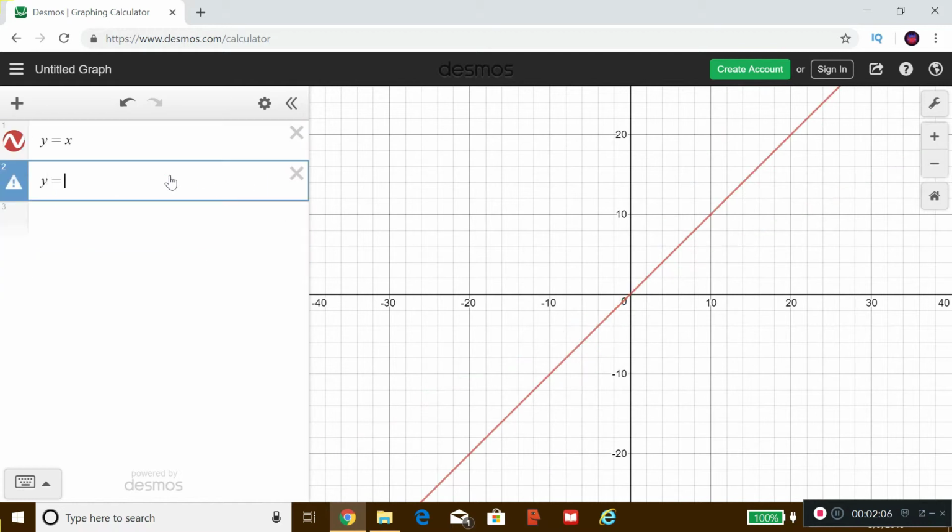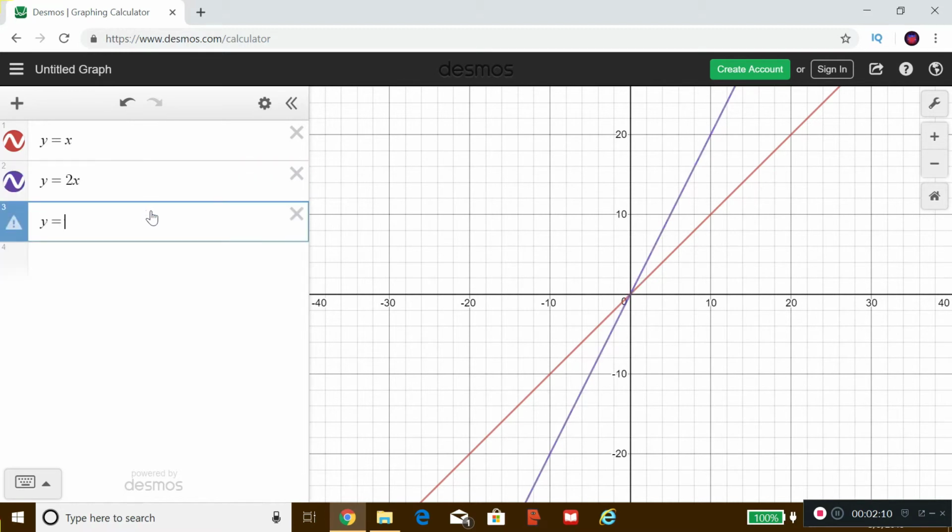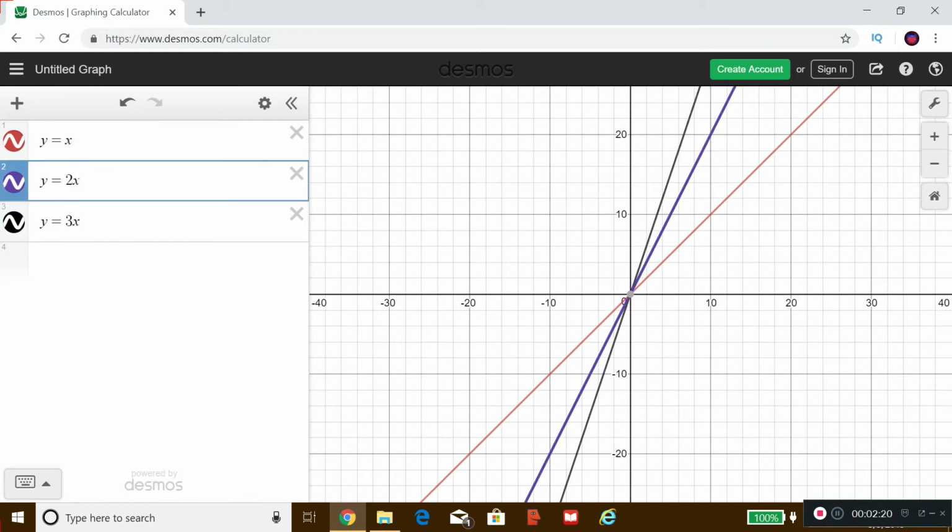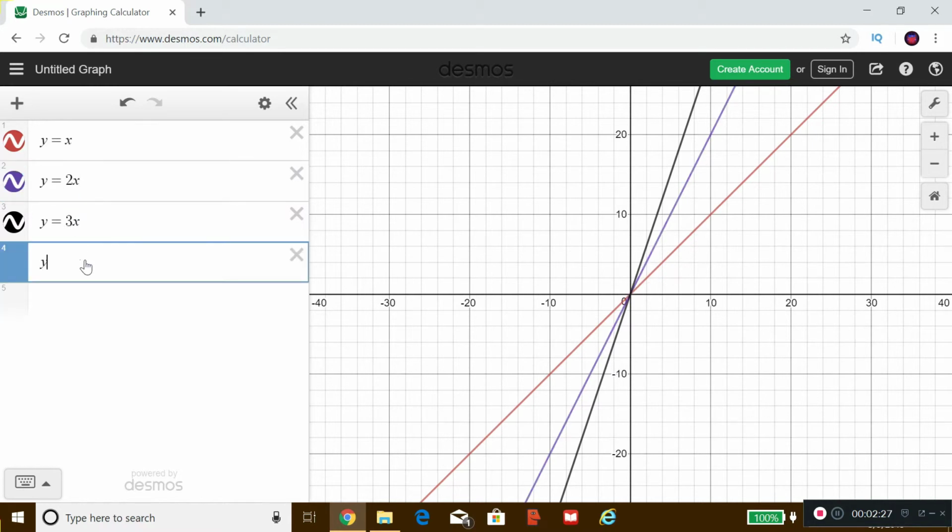Let's graph y equals 2x, and then let's graph y equals 3x. So you can see the black line is steeper than the purple line, right? And you can also see that as this number right here gets larger and larger, this line gets steeper and steeper. So if it's y equals 1000x, it's practically vertical.